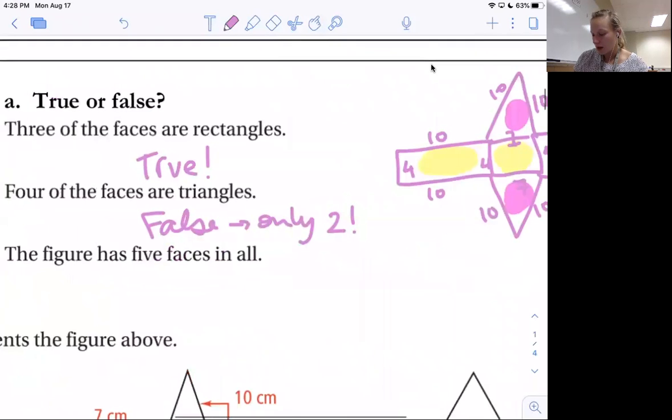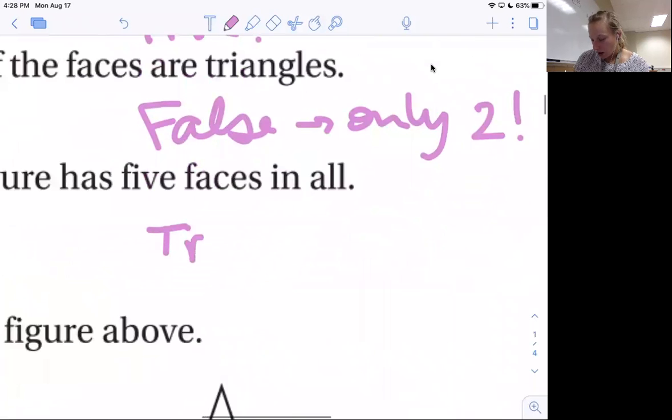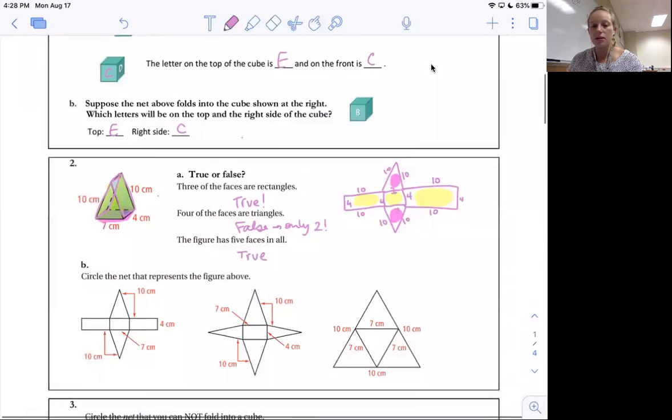That's true. Now, I did call the first shape I drew, that rectangle in the middle, the 7x4, the base. It still counts as a face of the shape though. A base is just a special type of face, but they're all considered faces. All right, so that's true, easy, just counted them up.